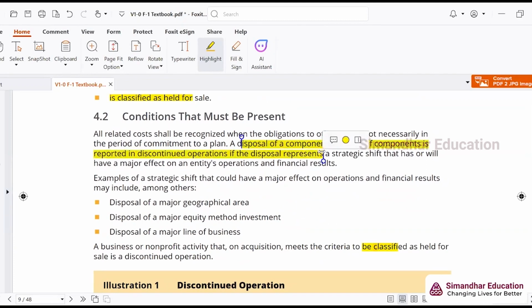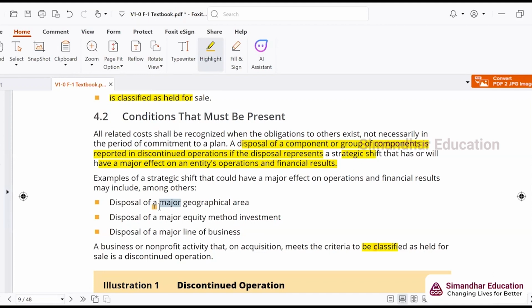A disposal component or a group of components is reported in discontinued operation if it represents a strategic shift that has or will have a major effect on the entity's operations and financial results. So this is very, very important. What is it saying? It is saying that not every discontinued operation you have to report. For example, if I am shutting down a small plant somewhere, that need not be a discontinued operation. But if I am doing a big exit, for example, yesterday we took an example of Citibank exiting India. Now it's a huge part of Citibank's business, and hence that has to be presented separately.